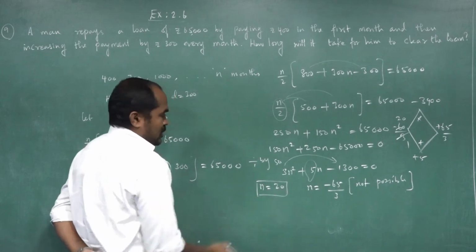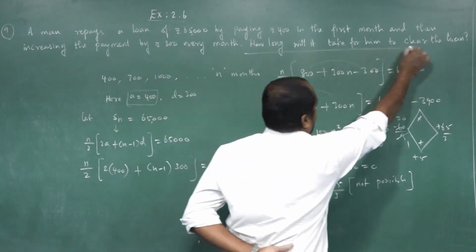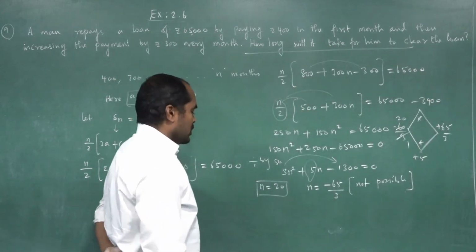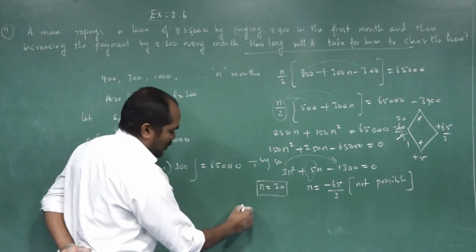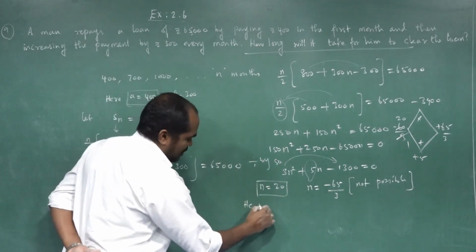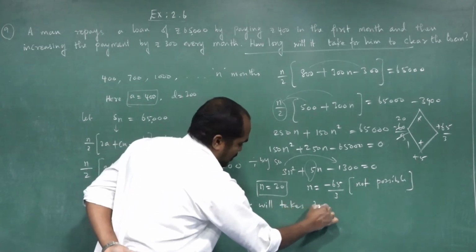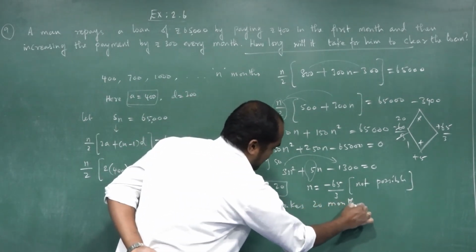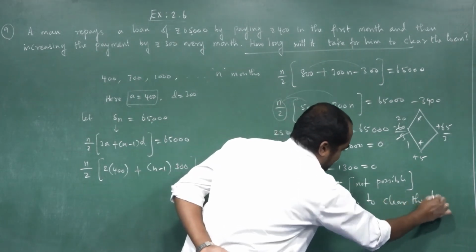So n is equal to 20. Therefore, how long will it take for him to clear the loan? So he will take 20 months to clear the loan.